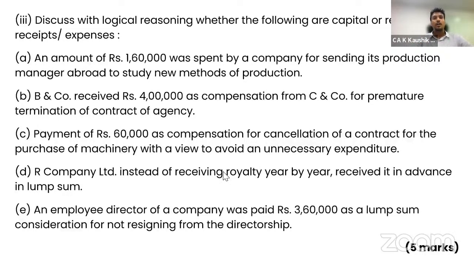So transactions B and C are capital in nature. A, D, and E are revenue in nature. And all of them are expenditure here: A, B, C is expenditure. D and E is revenue here, income. So this is the overall discussion of part 1 of income tax.